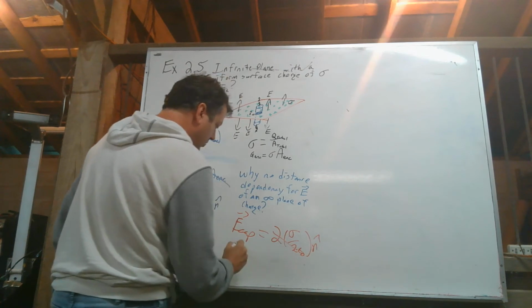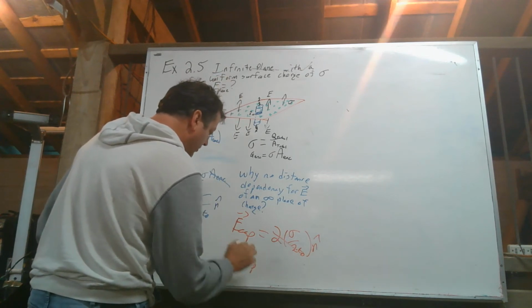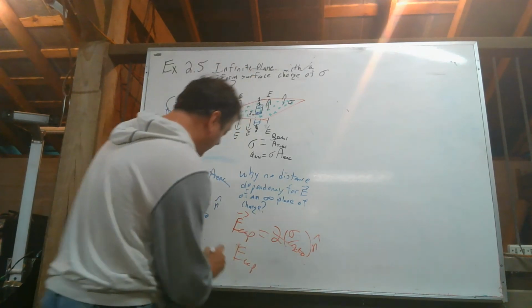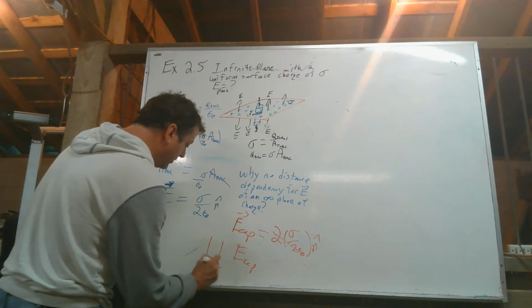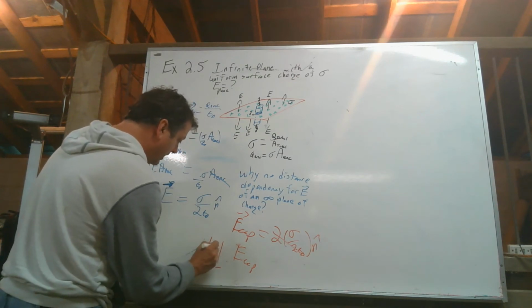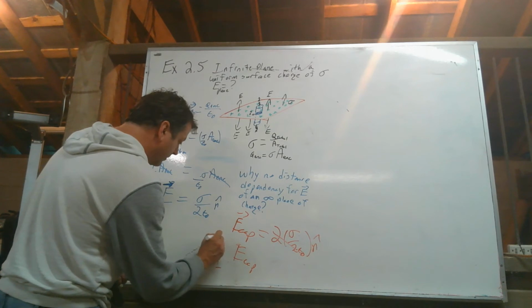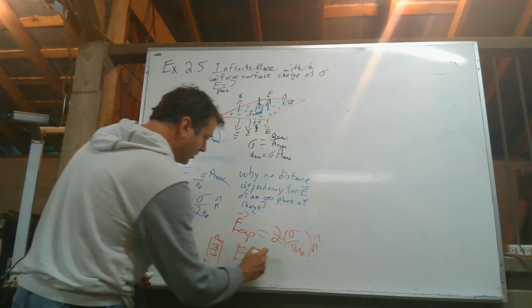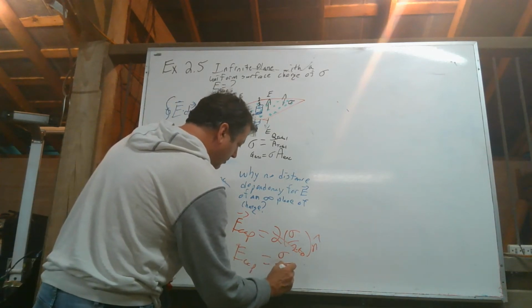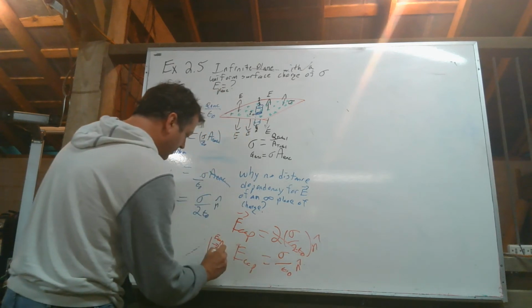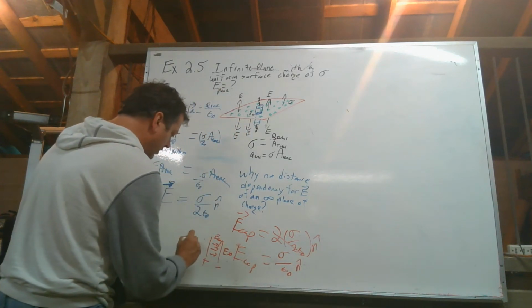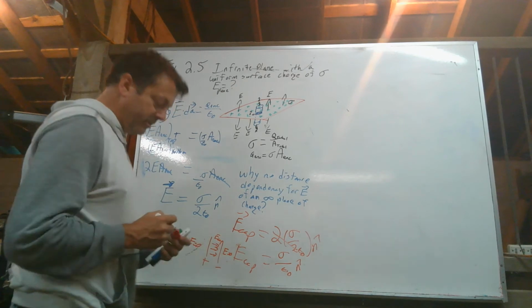Well, those cancel. So the electric field for a capacitor, which is just a charged plate, this one's positive and this one's negative, inside here, the electric field for a capacitor is sigma over epsilon naught n hat. And E equals 0 everywhere outside.